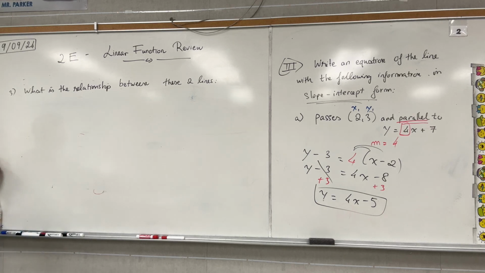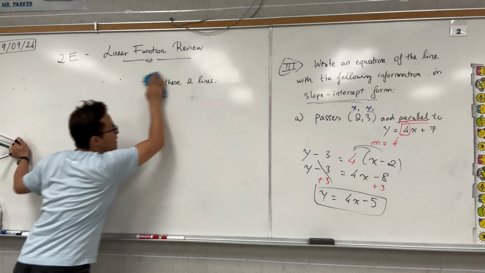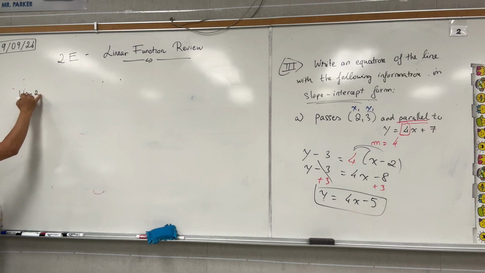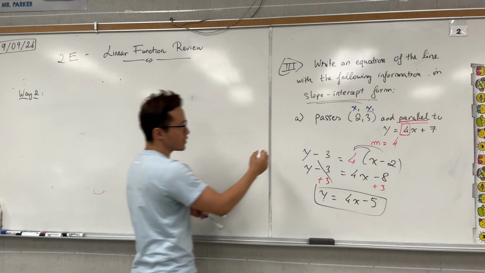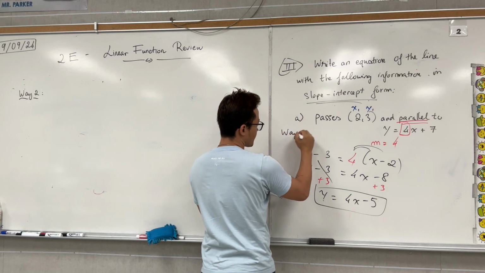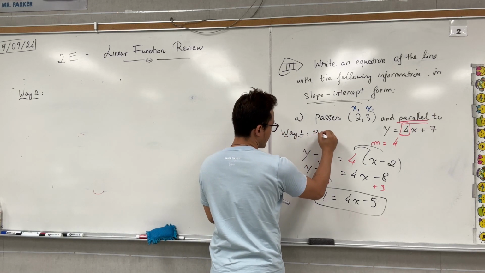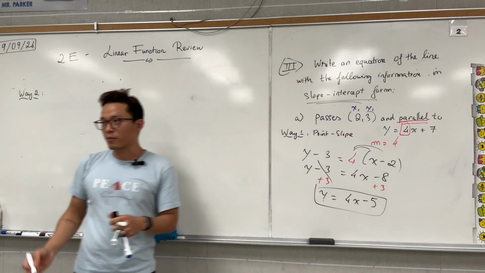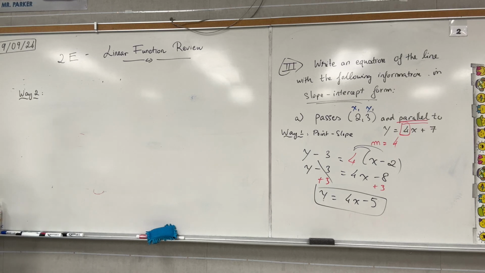I think 1 or 2 students actually got it. If I don't remember wrong, in the other period, 3 students got it. So way 2. This is way 1, using point-slope. Way 2, what is way 2?